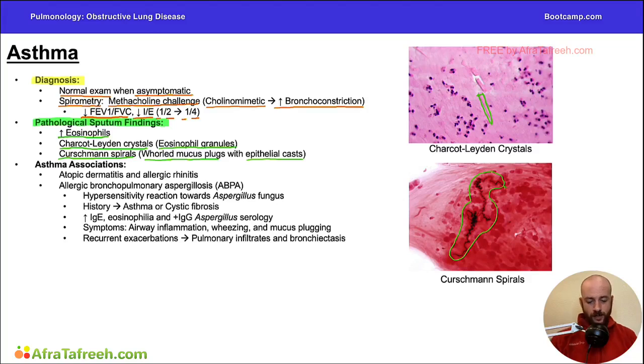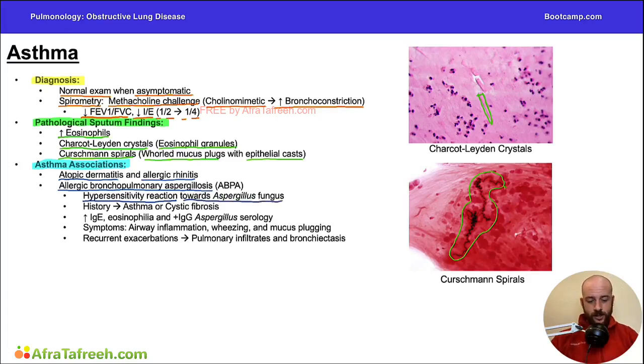Okay, and lastly, we'll talk about a few conditions that are associated with asthma. So the first two we already spoke about as part of that atopic triad along with atopic asthma, and they were atopic dermatitis and allergic rhinitis. The next associated condition is something called allergic bronchopulmonary aspergillosis, or ABPA, and this is a hypersensitivity reaction in the airways towards antigens on the Aspergillus fungus.